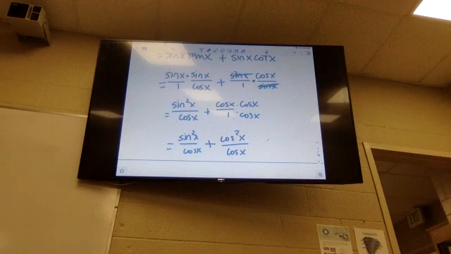Multiply by cosine on top and bottom. Now, some of you might have thought to do this step already. I just haven't. My next step would be to combine them into one fraction. Did anyone already do that? Some of you guys might have already done that. So I'm going to do sine squared x plus cos squared x over cosine.